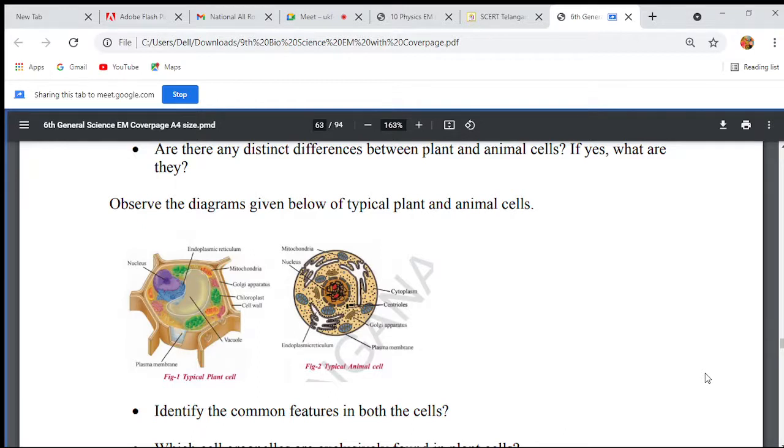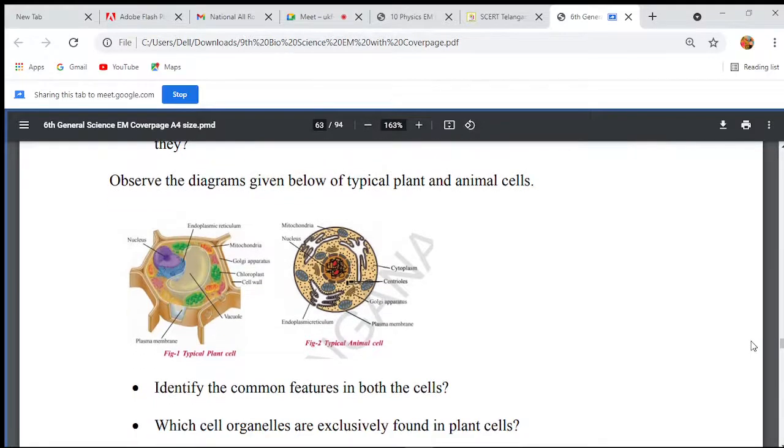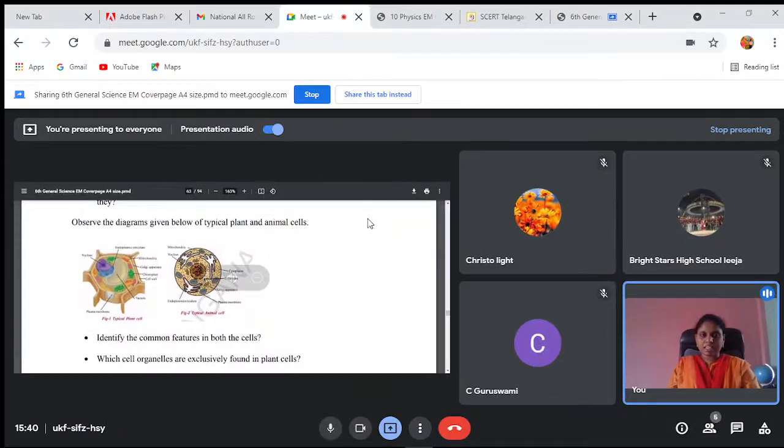Scientists have been observing the cells from different plants and animals, and they have been searching and making models. At last, finally, the two diagrams of the plant and animal cells are given here. Can you see what the common features are in both the cells? You can unmute yourself and tell me what the common features are in both the cells. In both the cells, what is common?